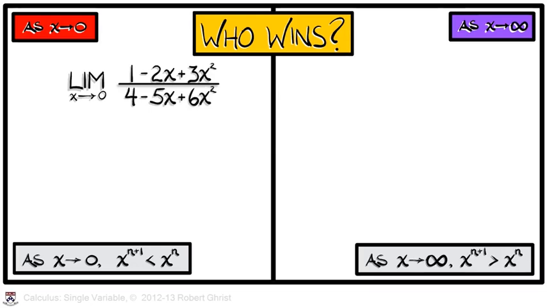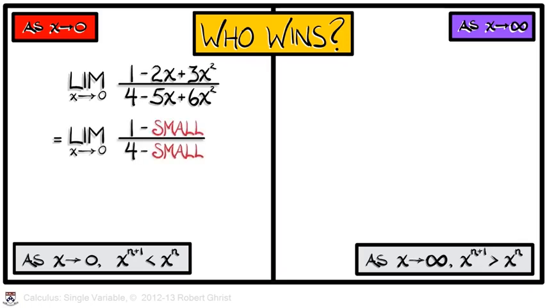The limit of 1 minus 2x plus 3x squared over 4 minus 5x plus 6x squared. Let's first consider the limit as x goes to 0. What does that become? Well, this one's really simple. As x is going to 0, all of the higher order terms in x are small, negligible, which means that we simply evaluate this limit and get 1/4, the ratio of the lowest order terms in x.